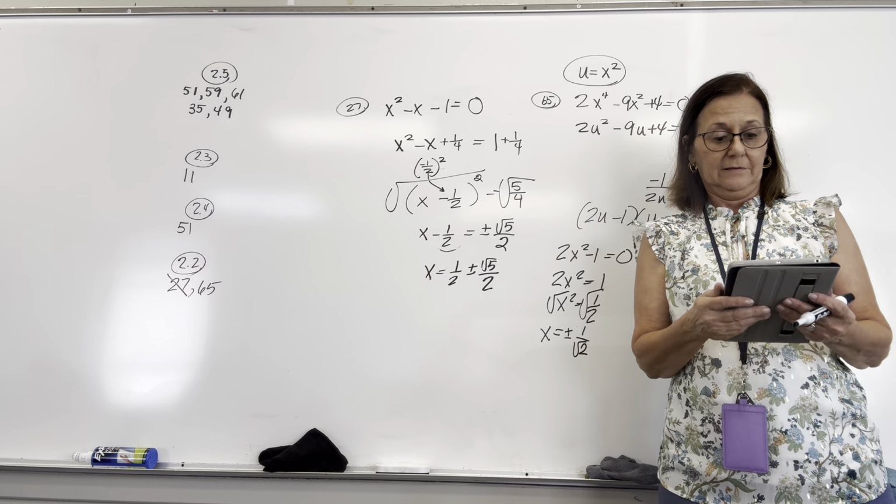All right, everybody good with those so far? 2.3, we're on page 105, and it's number 11. All right, so 2.3, number 11. I think there was one similar in your book.